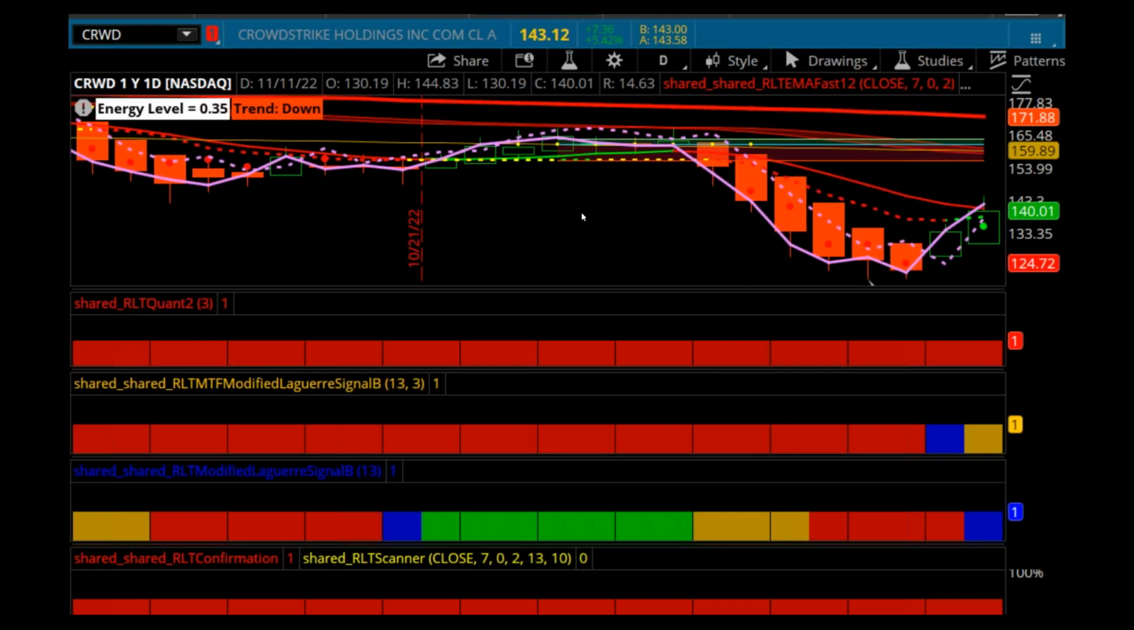And crowd, same thing with crowd. This is a crowd daily chart. Here's the dynamic compression zone. See the crowd coming out of this dynamic compression zone to the downside. Notice it went from green to yellow, from bullish to bearish. You've got confirmation that it's breaking down over the dynamic compression zone. Beautiful trade for a swing.